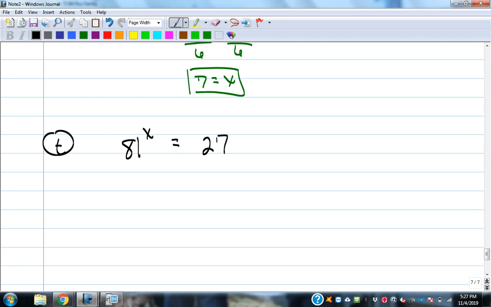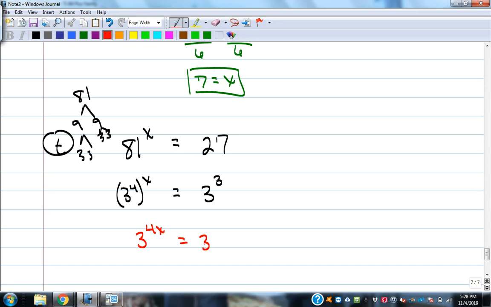So what do we know about the relationship between a prime number that goes into 81 and a prime number that goes into 27? Yeah, that's right. 3 is the smallest prime number that goes into both of those. And if we start breaking down the 81, we could do 9 and 9, 3, 3, 3, 3 for that 9. So that's 3 to the 4th power to the x. And then this 27 would be 3 to the 3rd power. So we end up with 3 to the 4x is equal to 3 to the 3rd.